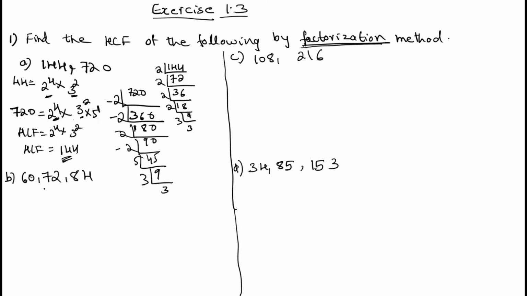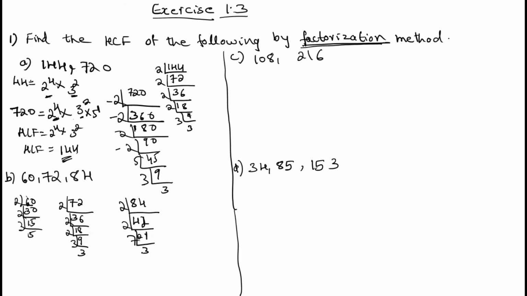See the second question. 60, 72, 84 is given. Here I will take factorization of 60. Then see 2 30s are 60, 2 15s are 30, 3 5s are 15. Then 72: 2 3s are 6, 2 18s are 36, 2 9s are 18, 3 3s are 9. Next number is 84: 2 2s are 4, 2 42s are 84, 2 21s are 42, 3 7s are 21.